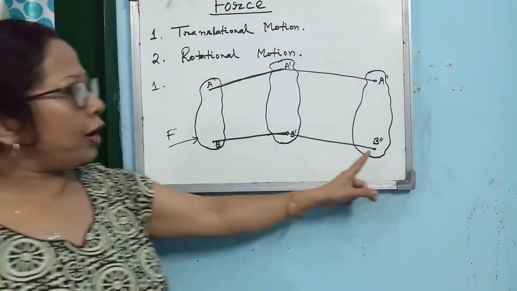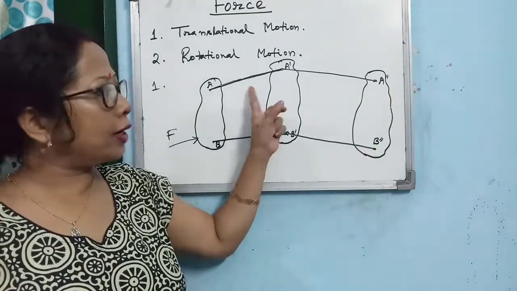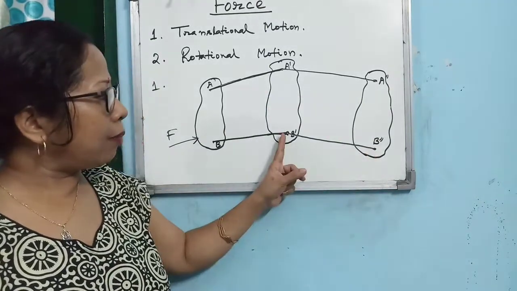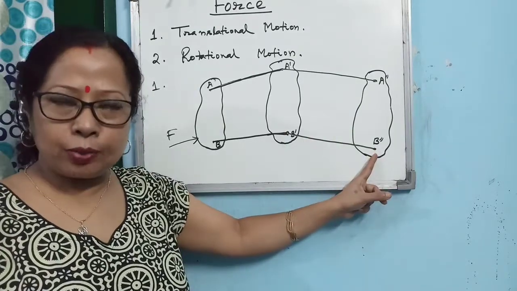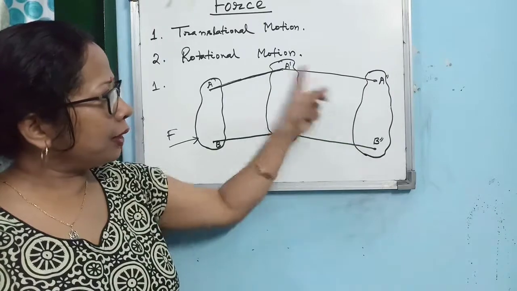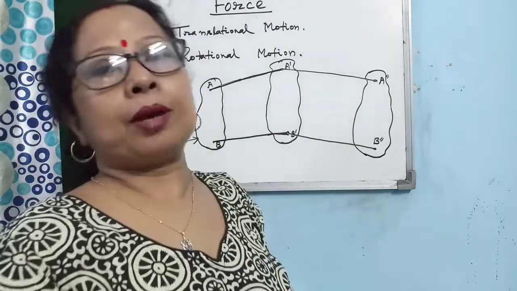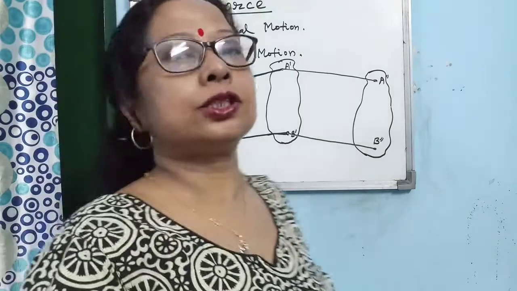what about the point B dash? B double dash has come here. When the body has come here, what about the point B? Point B we have taken, it has come here. So, if we join these 2 lines, these are parallel to each other. Then we say the body is having translational motion.